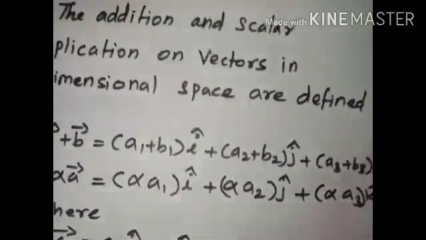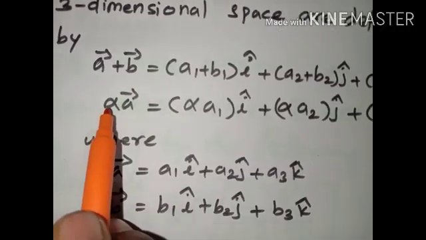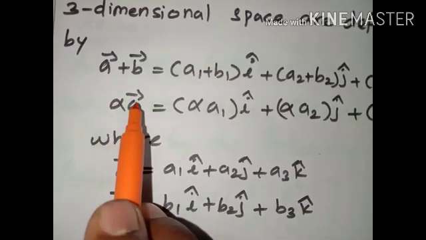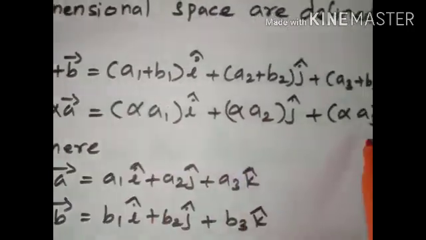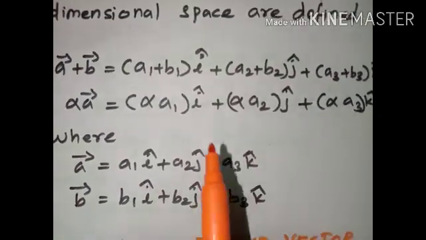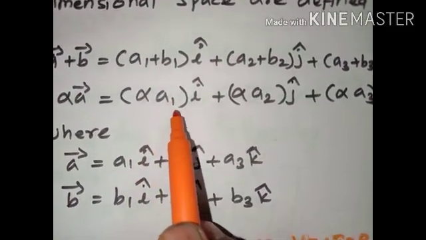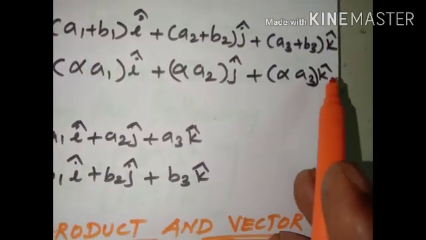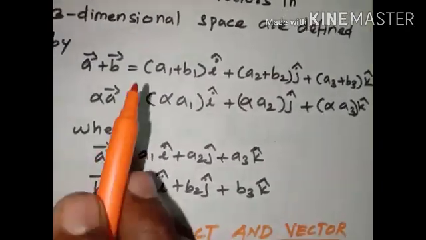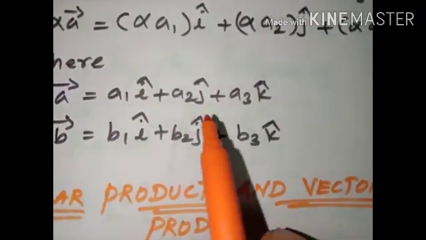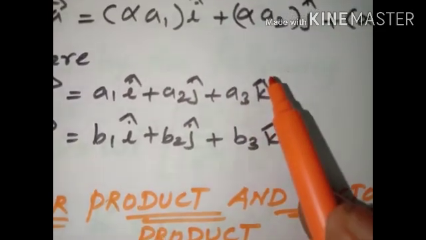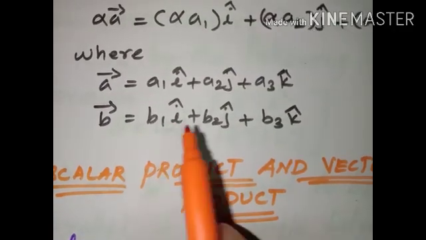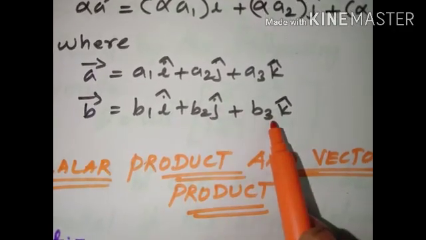Now alpha is a scalar value. Scalar multiplication of the A vector: alpha times A equals alpha A1 i cap plus alpha A2 j cap plus alpha A3 k cap, where A equals A1 i cap plus A2 j cap plus A3 k cap, and B equals B1 i cap plus B2 j cap plus B3 k cap.